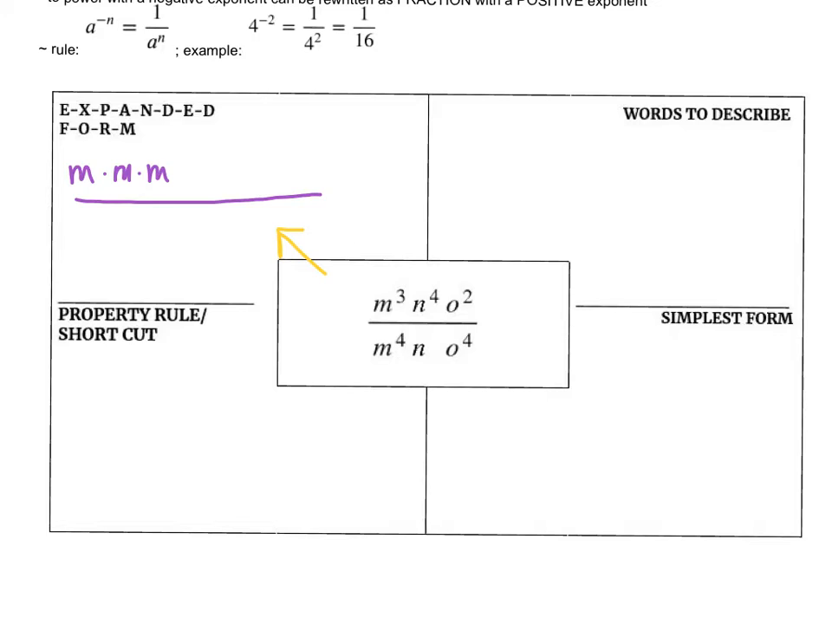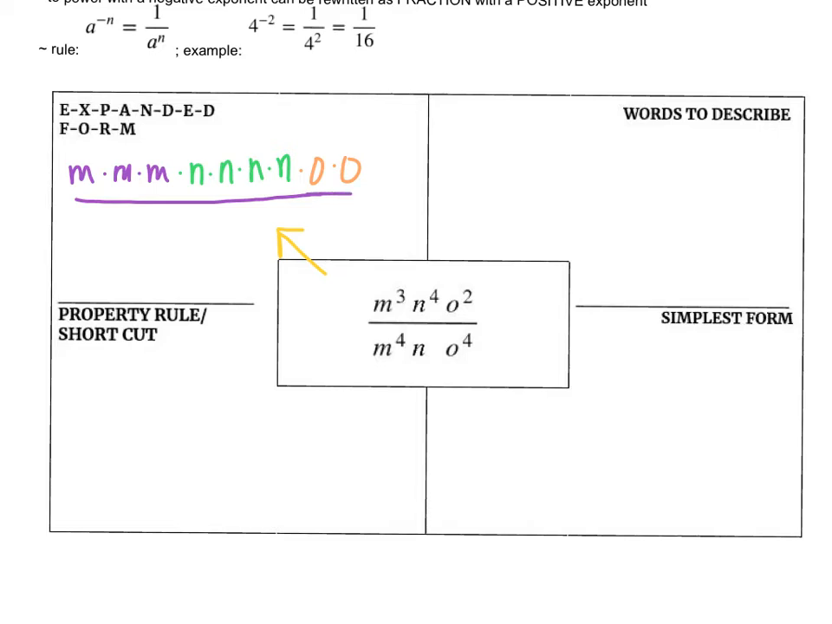I'll change the color here. So times n, times n, times n, times n, because there's 4 of those. And then times o to the second power. So times o times o, or O. I think it's an O, not a 0.